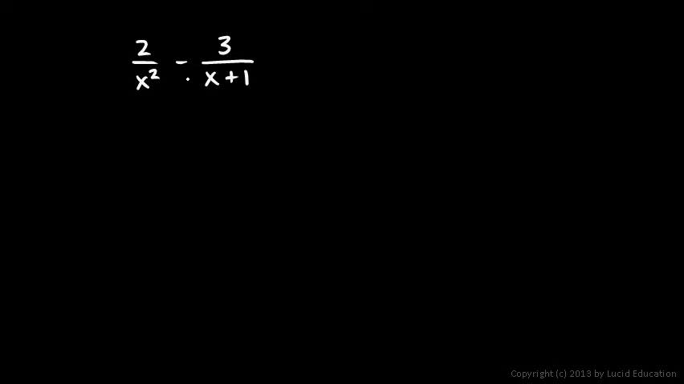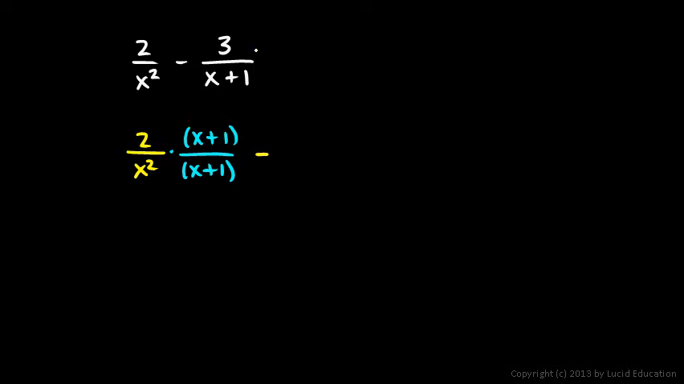2 over x squared minus 3 over x plus 1. Well, to do this subtraction, the fractions need to have the same denominator. So let's rewrite them. 2 over x squared, I'm going to write it as 2 over x squared times x plus 1 over x plus 1. So this is equivalent to that because I've just multiplied the top and the bottom by the same thing.